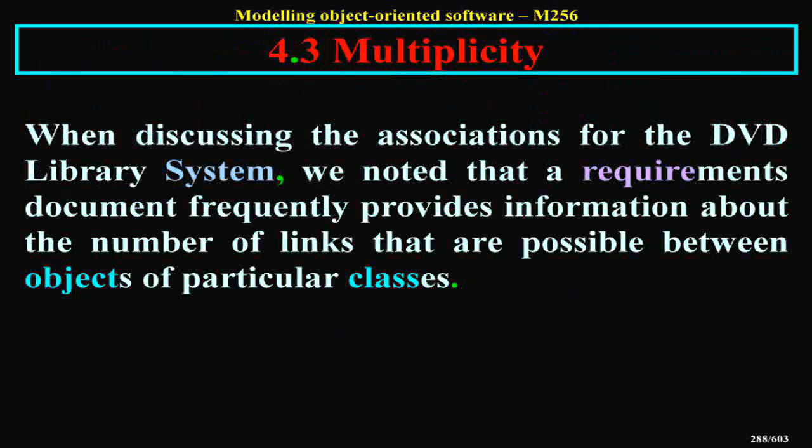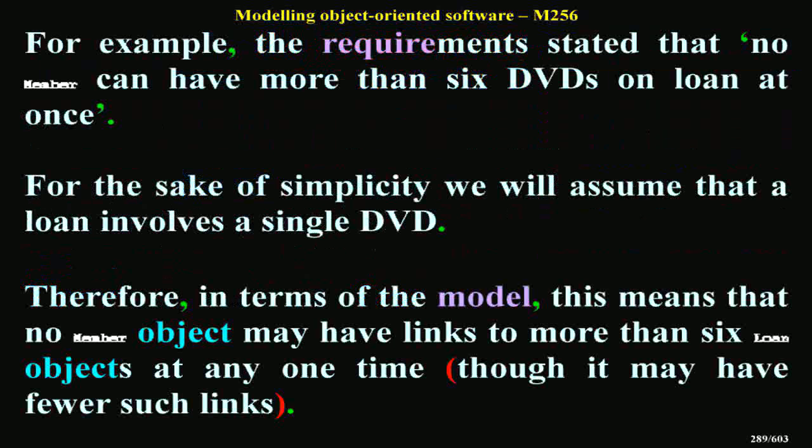3. Multiplicity. When discussing the associations for the DVD library system, we noted that a requirements document frequently provides information about the number of links that are possible between objects of particular classes. For example, the requirement stated that no member can have more than 6 DVDs on loan at once. For the sake of simplicity, we will assume that a loan involves a single DVD. Therefore, in terms of the model, this means that no object may have links to more than 6 objects at any one time, though it may have fewer such links.